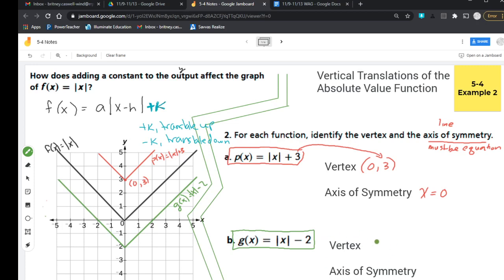So our vertex, our point here, is at 0, -2. And so you can see where that minus 2 became the y value for my vertex. And our axis of symmetry is still at x equals 0. Alright, it's still right here on the y-axis.